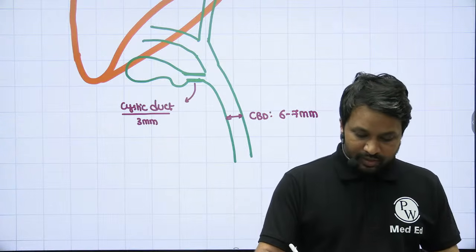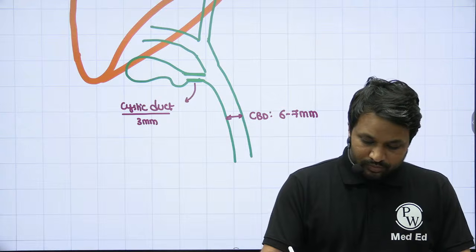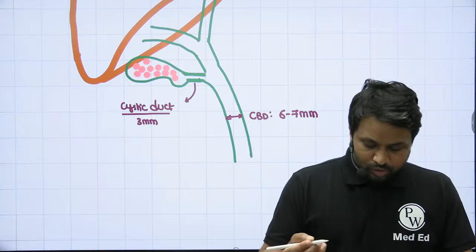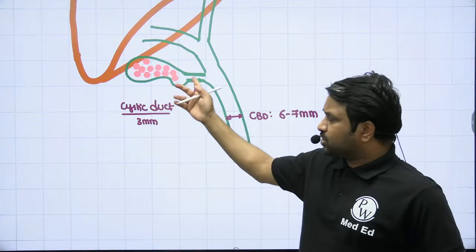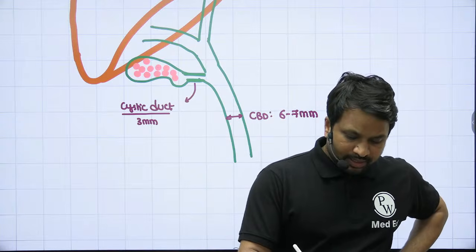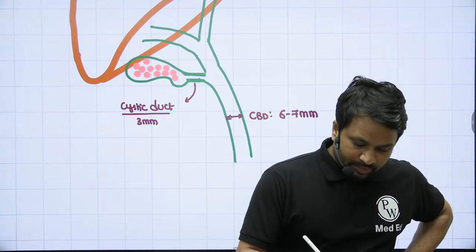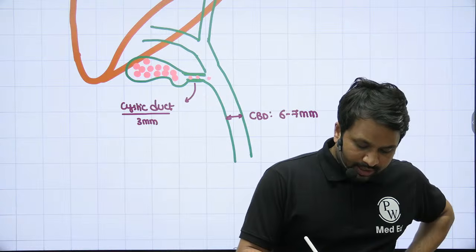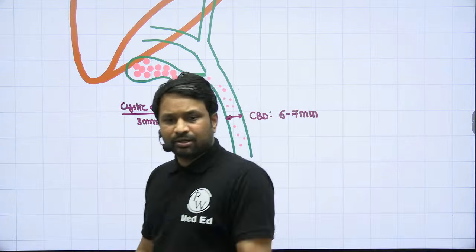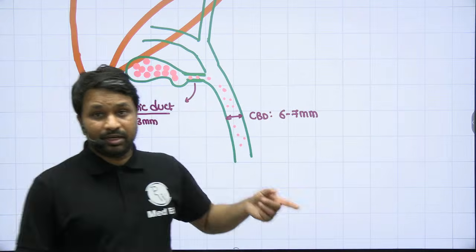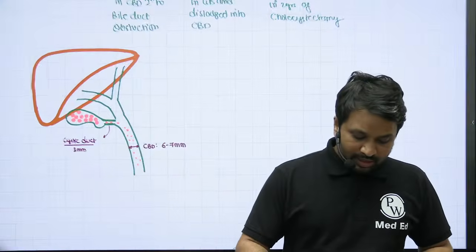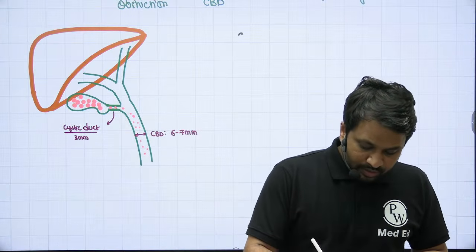Now imagine there are multiple stones formed in the gallbladder. Usually the most common site for formation of gallbladder stones is the Hartmann's pouch, the most dependent area of the gallbladder. If a stone is going to pass through the cystic duct and get into the CBD, by logic the size of the stone should be less than 3 millimeters. Can a stone less than 3 millimeters block a duct which is 7 millimeters? The answer is no.